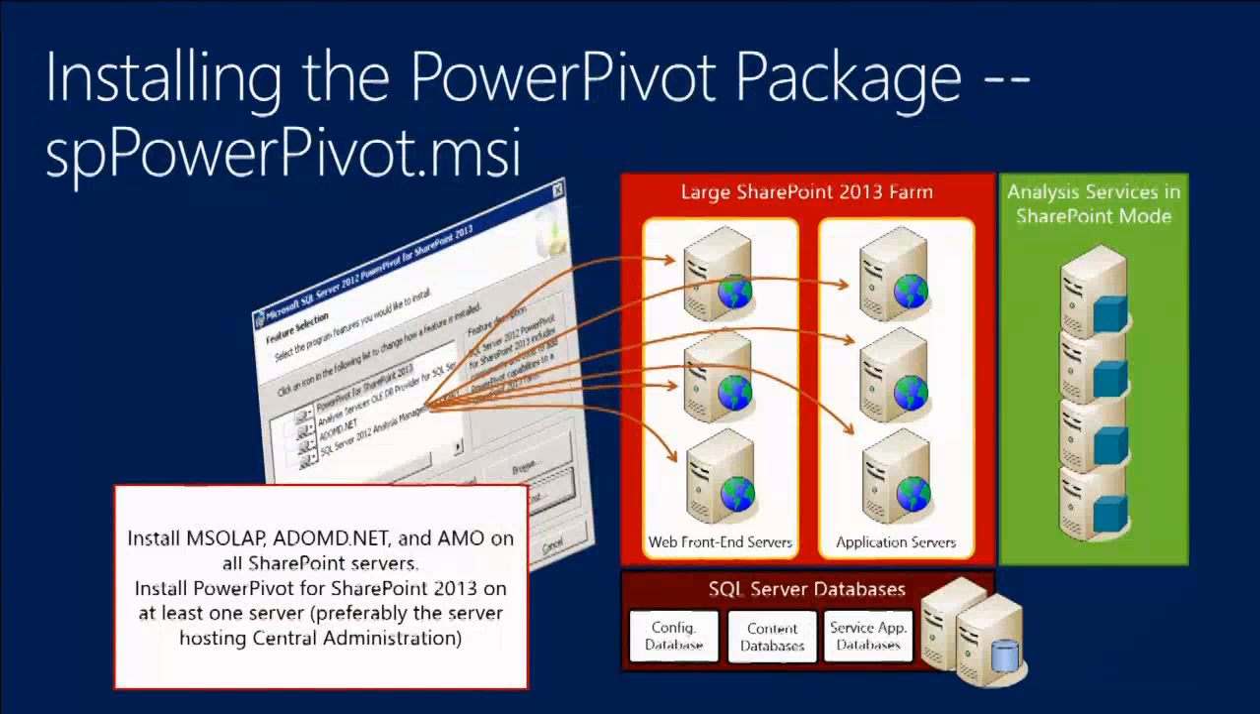If this was your farm environment, a bunch of front-end servers and back-end servers, my recommendation, don't look at each individual service and which data provider it needs. Establish one known good server configuration that has all the data providers in it. Whether they are going to be used or not, doesn't matter. Just install all 3 on every SharePoint server that you have. Front-end, back-end, application server, doesn't matter. And then consider where you want to install Power Pivot for SharePoint.